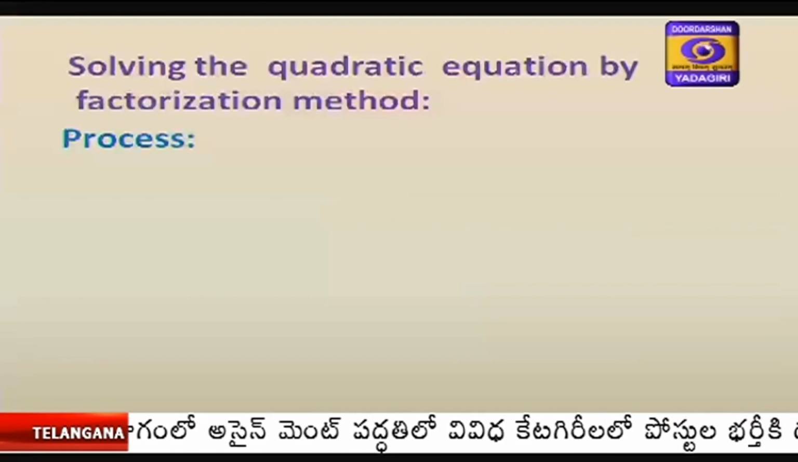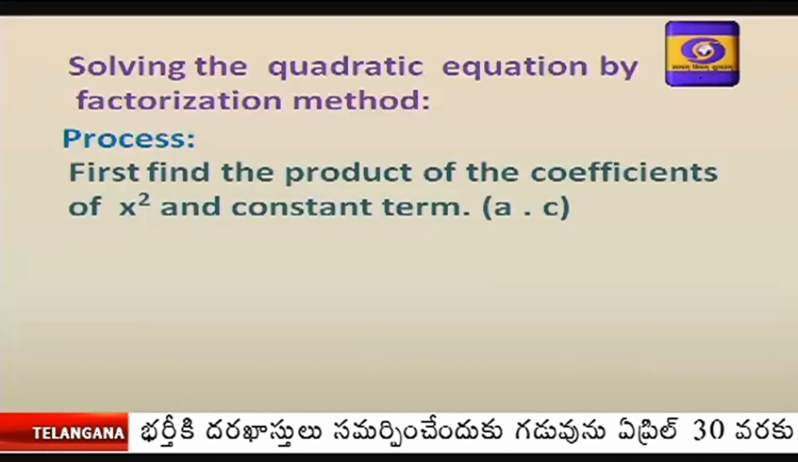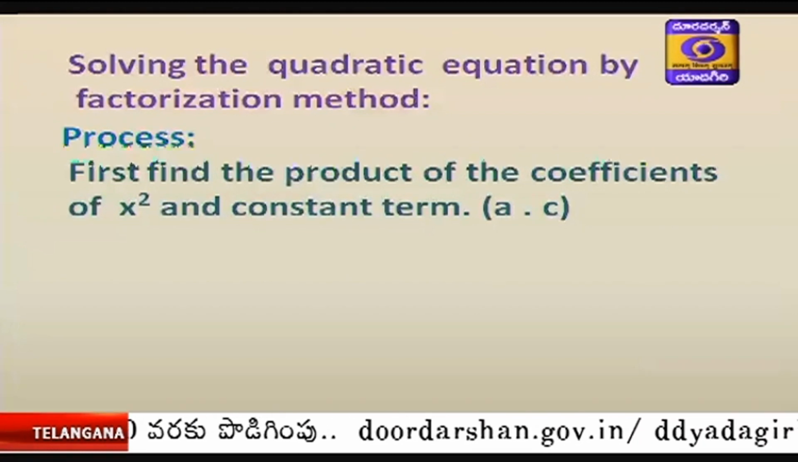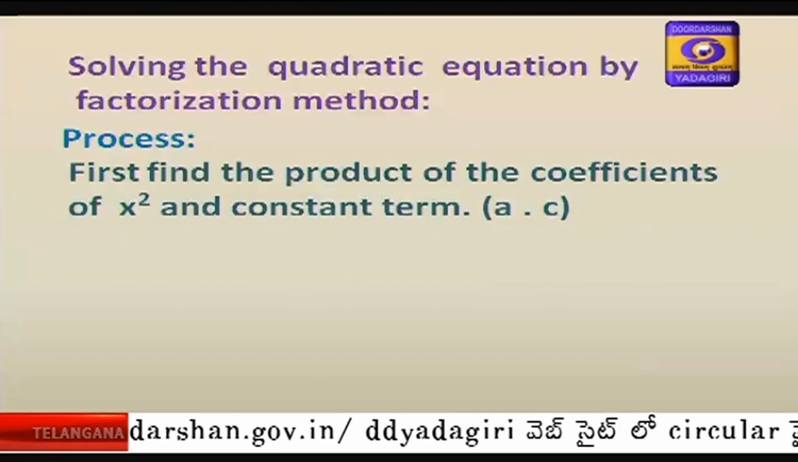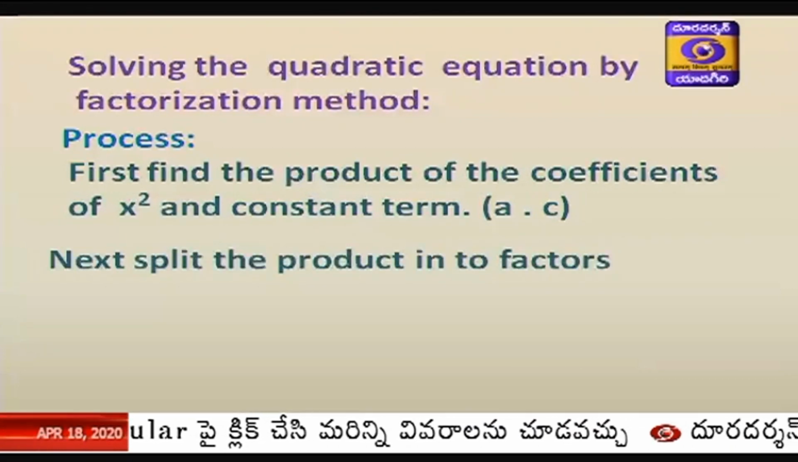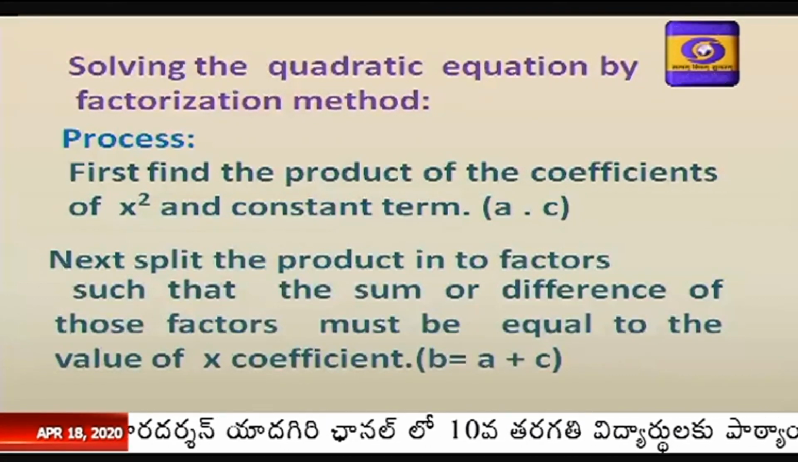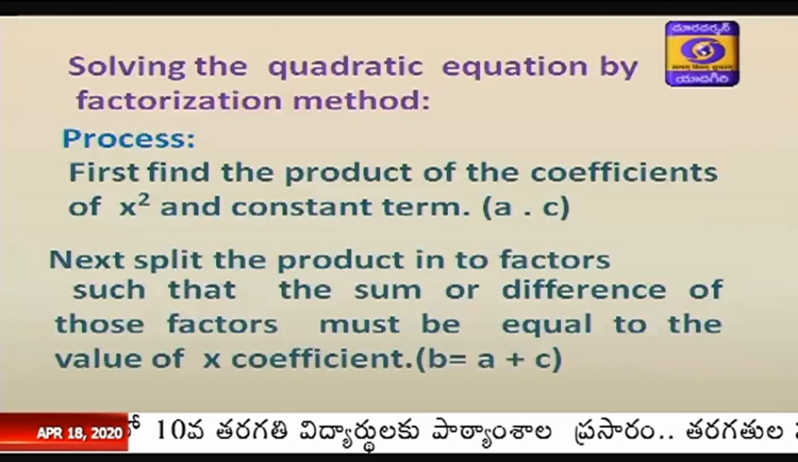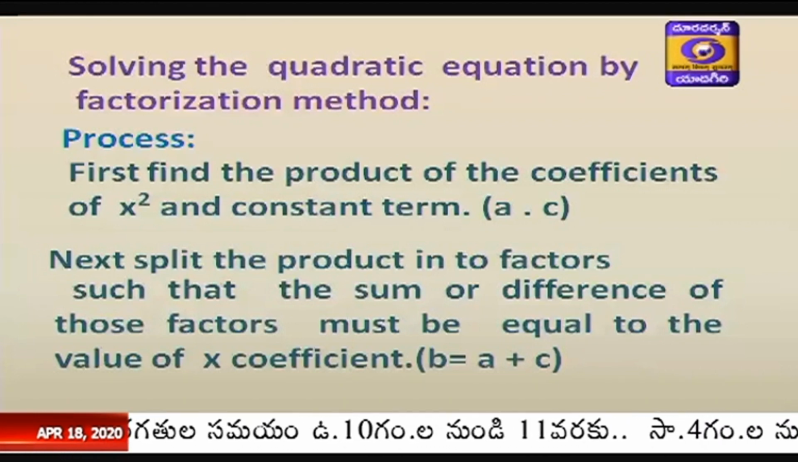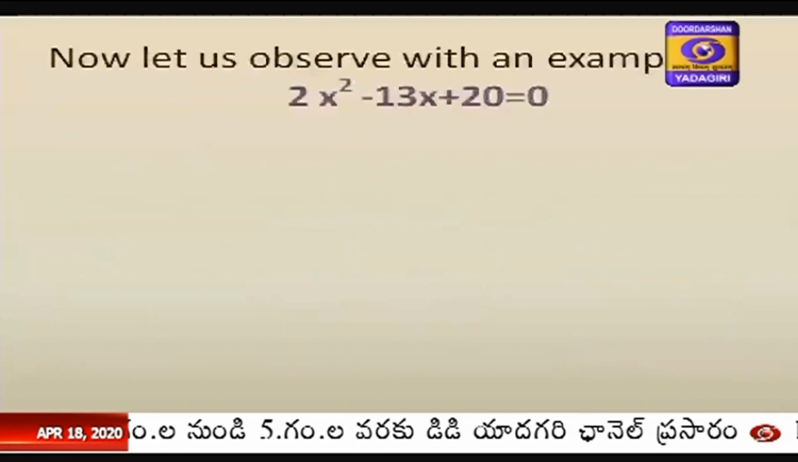Solving the quadratic equation by factorization method. Process: first find the product of the coefficients of x square and the constant term, that is a into c. Next, split the product into factors such that the sum or difference of those factors must be equal to the value of the x coefficient, that is b equals a plus c or minus a minus c.